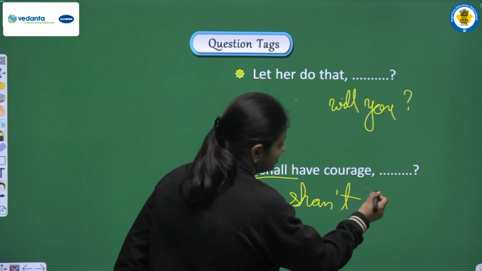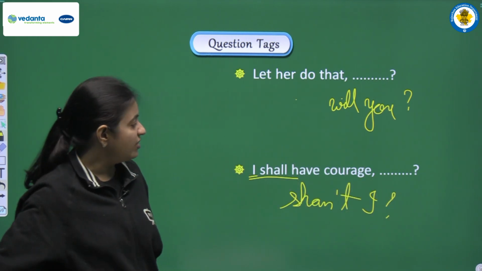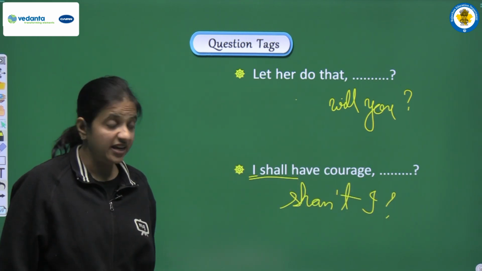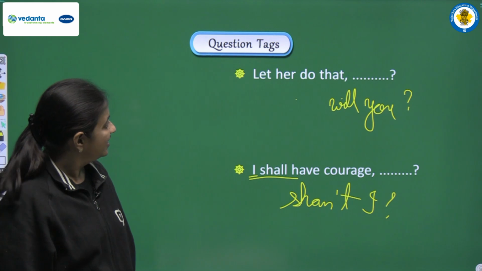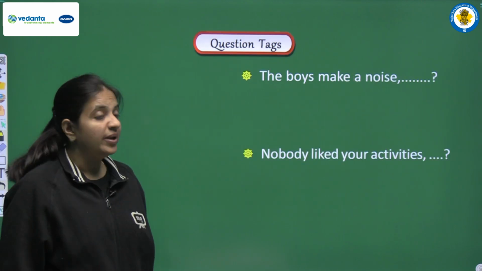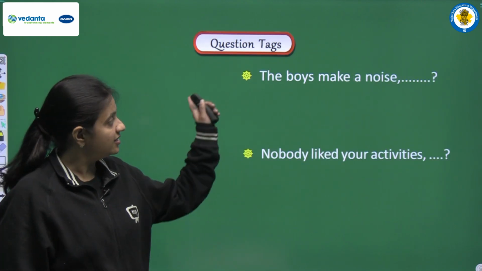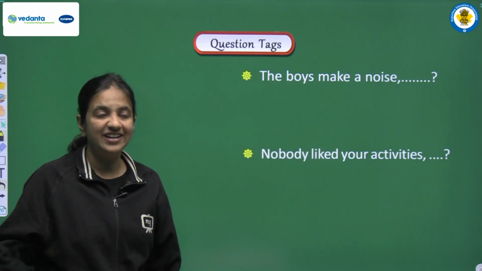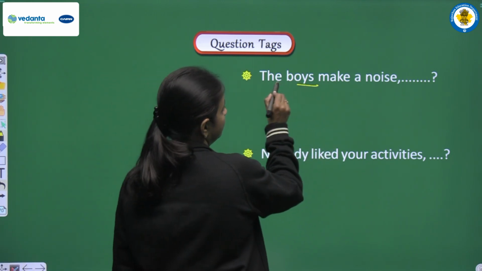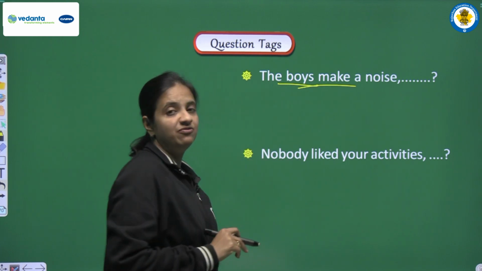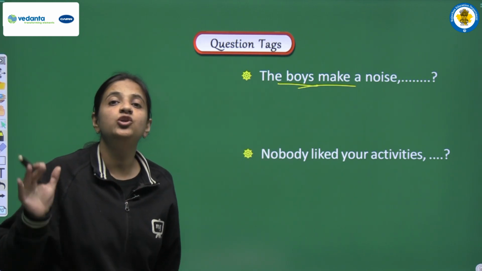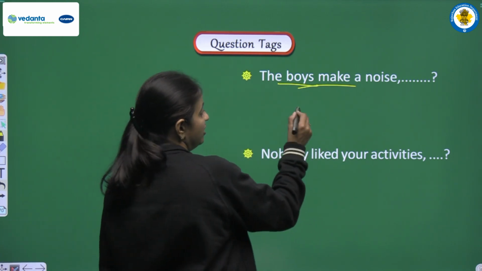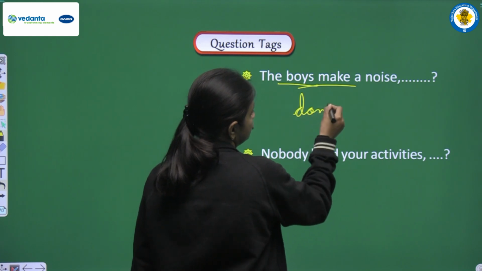So the complete sentence will be I shall have courage, shan't I. Next one, the boys make a noise. So in this sentence we are having a positive statement. So the question tag will be a negative one. So we are having a plural subject and we are having first form of the main verb. It means do is hidden here. So we will use do plus not, that is don't.